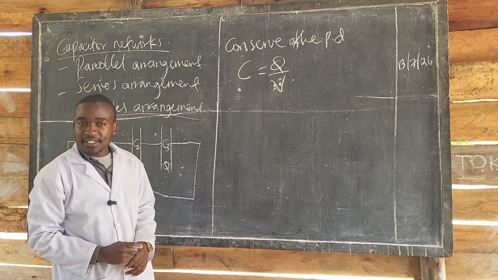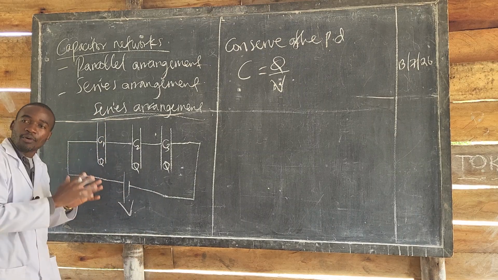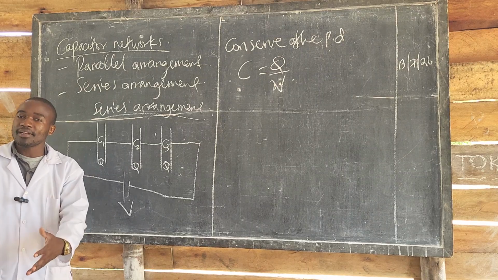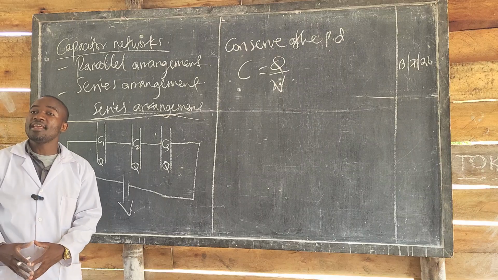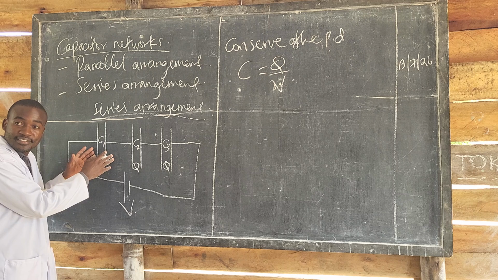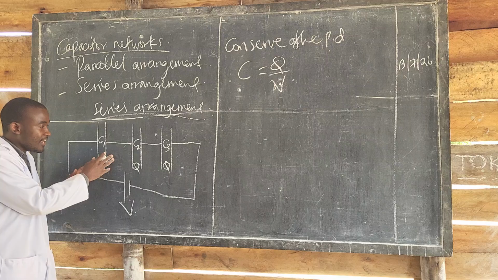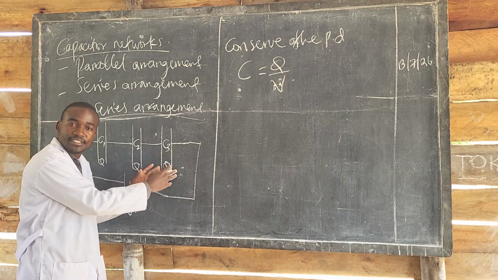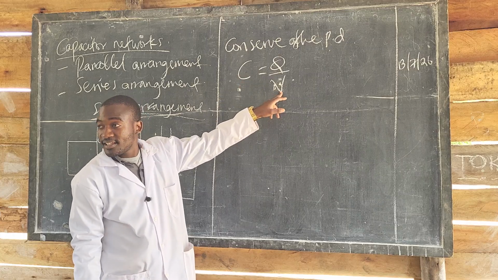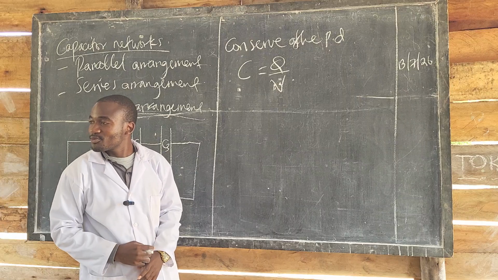Are we together? Which means that each capacitor will take a different portion of the PD based on its capacitance, and that will happen in a way that they are inversely proportional. The one with a big capacitance will take a small PD, and the one with a small capacitance will take a big PD, because capacitance is inversely proportional to the voltage or the PD.